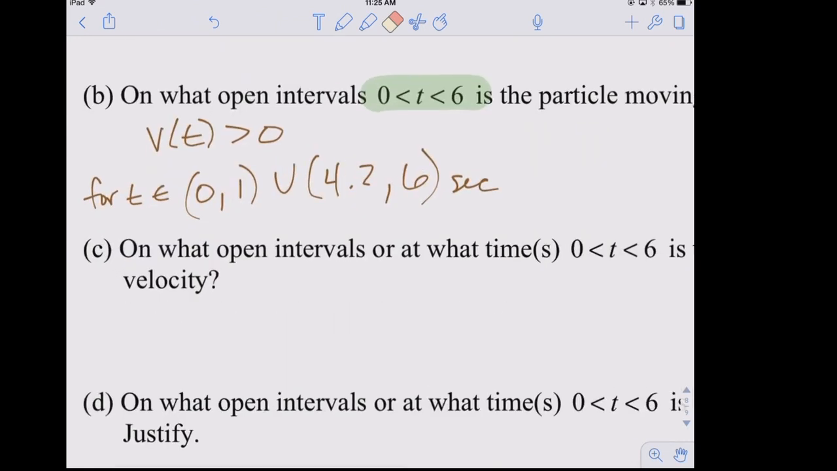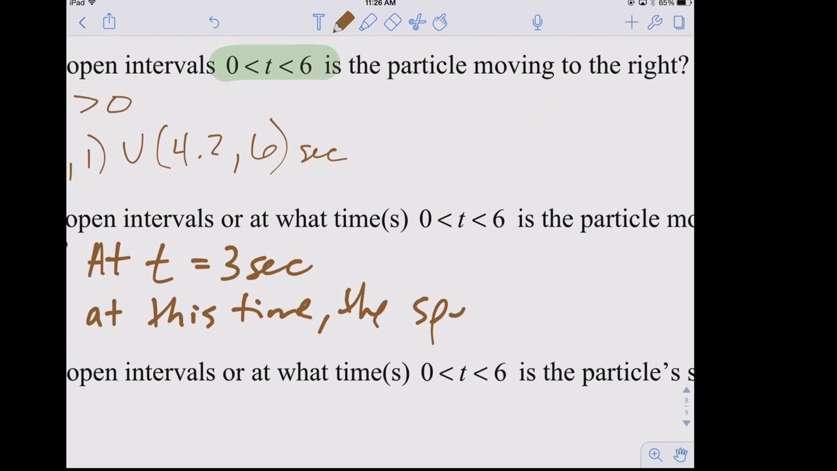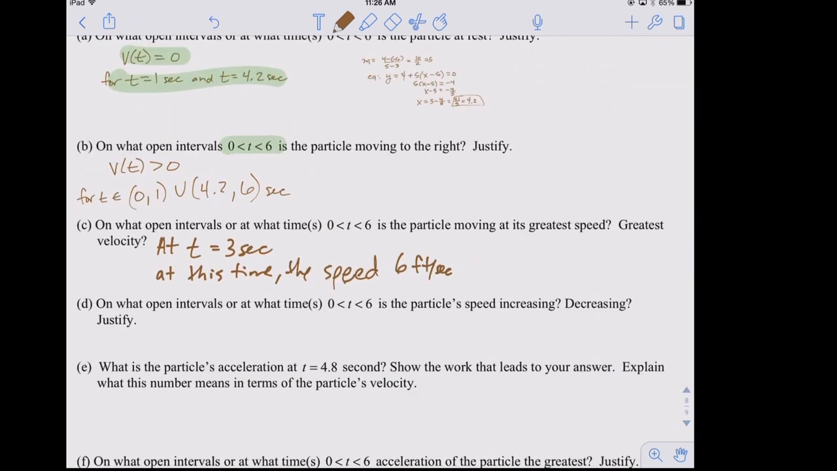So we'll just say at t equals 3 seconds. And if it asks for the speed, you could say at this time. I don't think it did. Or did it ask for it? Yeah, at this time, the speed is... what do we say? Yeah, what was the magnitude of it? It was 6 feet per second. It just happened to be moving in the negative direction.